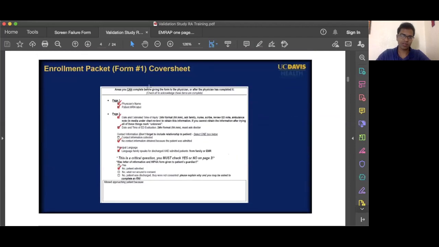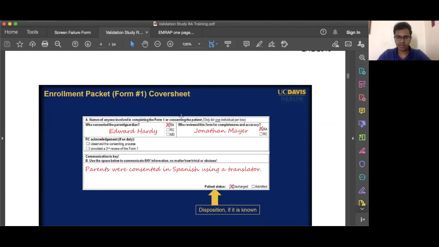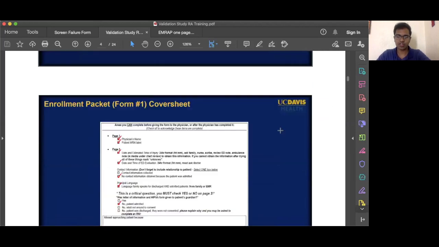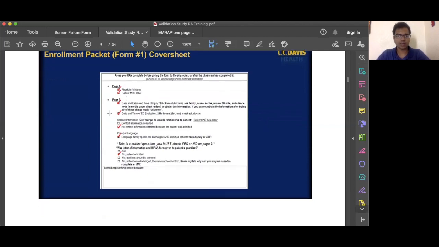This is what that's going to look like. And whoever puts their name here, who reviewed this form for completeness or accuracy, should have gone through this checklist. So they're going to be checking the entire form for completion. This is going to be the actual Form 1 that they're looking at, and not just the cover sheet. So they're going to check whether the physician's name is on there, the patient MRN label, the date and time of injury, as well as all of the information like contact information.